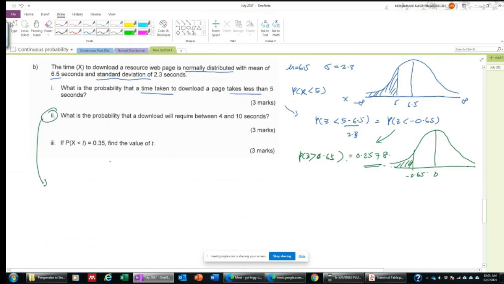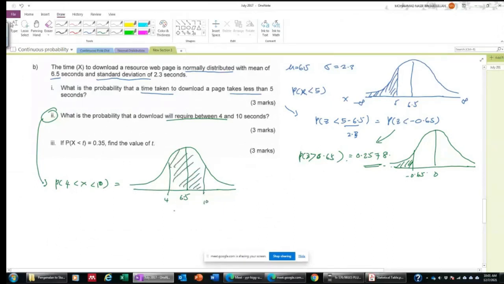Now we look at number 2. What is the probability that a download will require between 4 and 10? So probability of X between 4 and 10. If we look at the distribution, it is starting from 6.5. So 4 and 10 are over here. So we want to find the middle value, right? Okay, find the middle value.